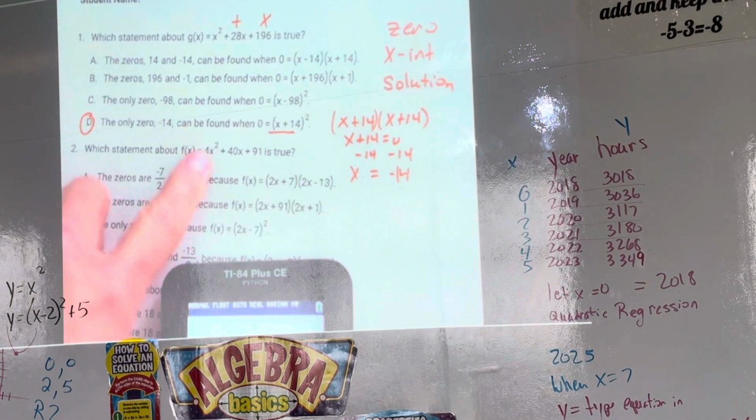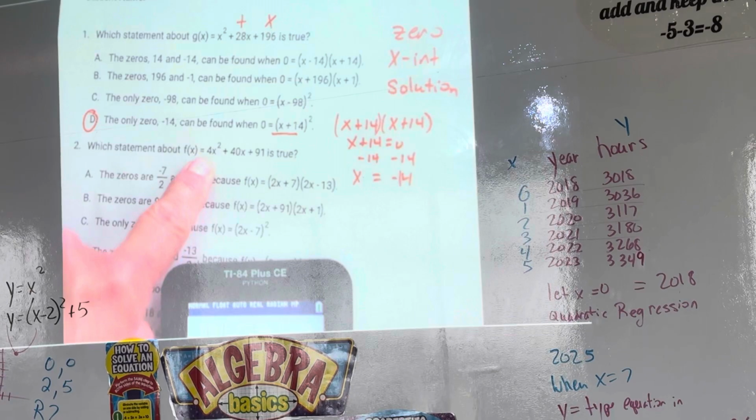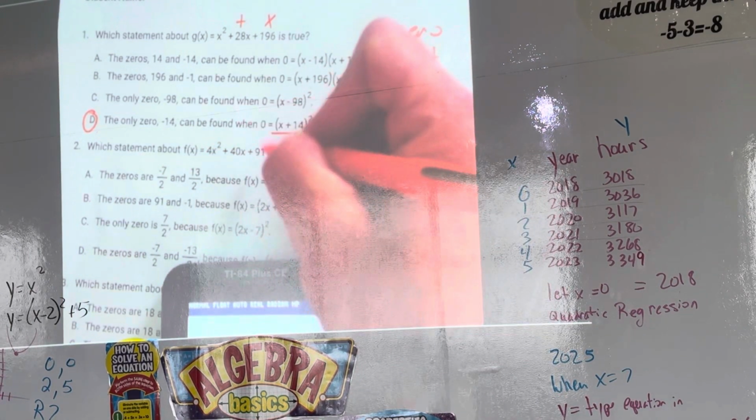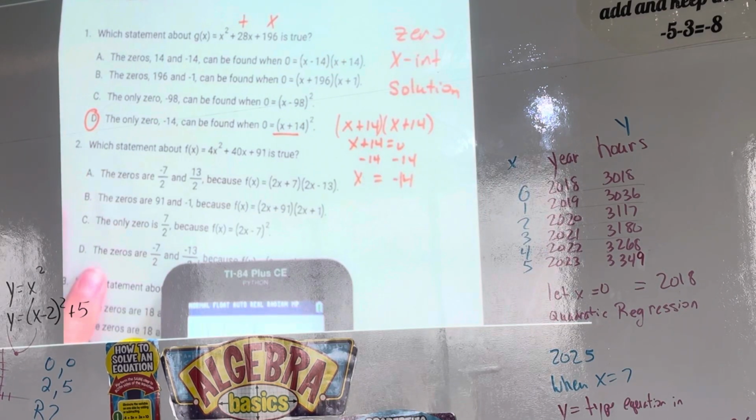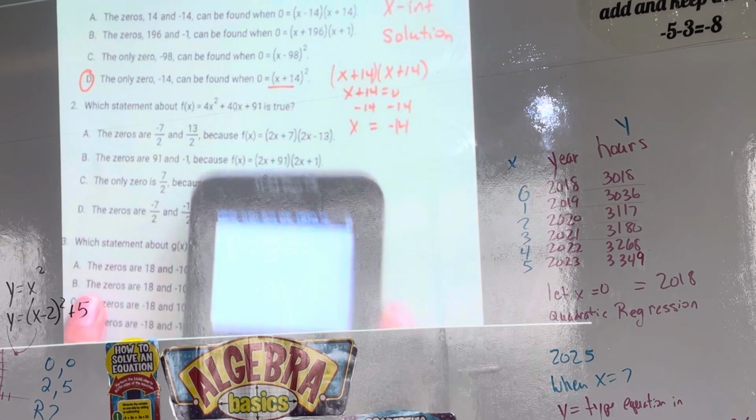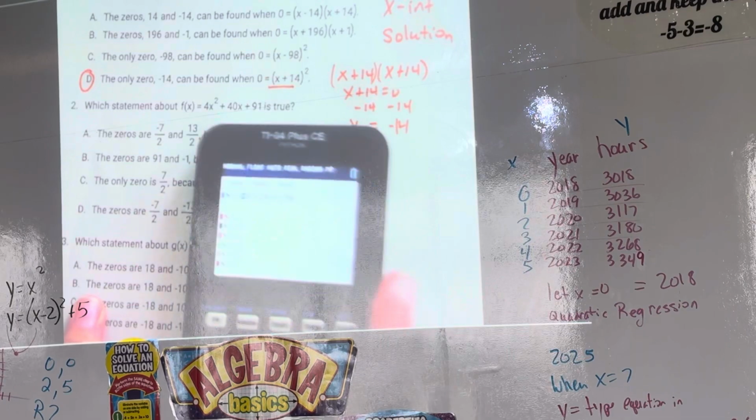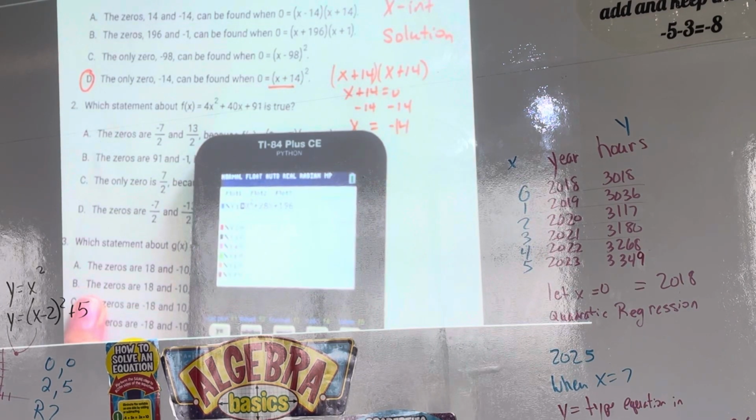Okay, when you've got a coefficient in front, it's a little bit harder to factor. You have to do the slip and slide. So you do the 4 times 91, but we're not gonna go there. We're just gonna graph. So go to y equals and let me clear it. 4x squared plus 40x plus 91. And I'm going to graph.